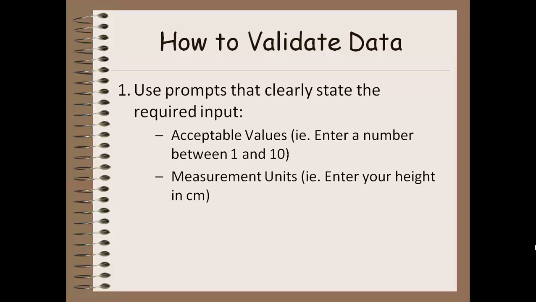So how do we do that? The first thing we do is we use prompts that are clear and concise. We're going to tell the user specifically what kind of information we want them to enter. We want to tell them what acceptable values we have. So if we're looking for numbers, we want to give them the lower end of the range and the upper end of the range. We want to tell them any kind of units that they're working with, so that we're clear whether you're talking about height in centimeters, feet, meters, kilometers, whatever. The clearer you are with your prompt, the clearer information your user is going to get, the better information they're going to give you. That part's the easy part.